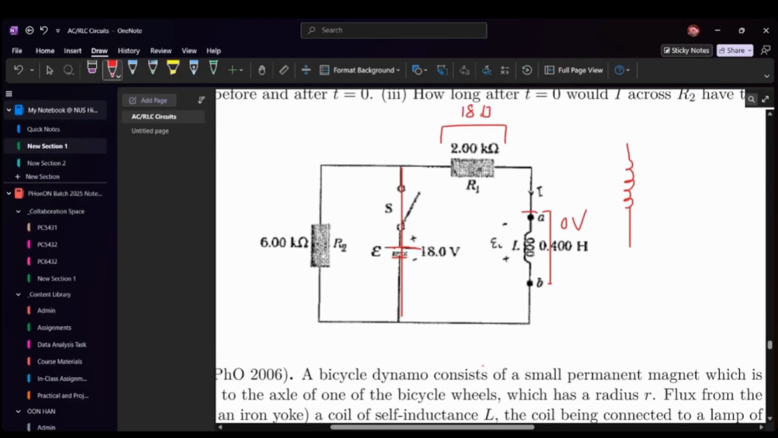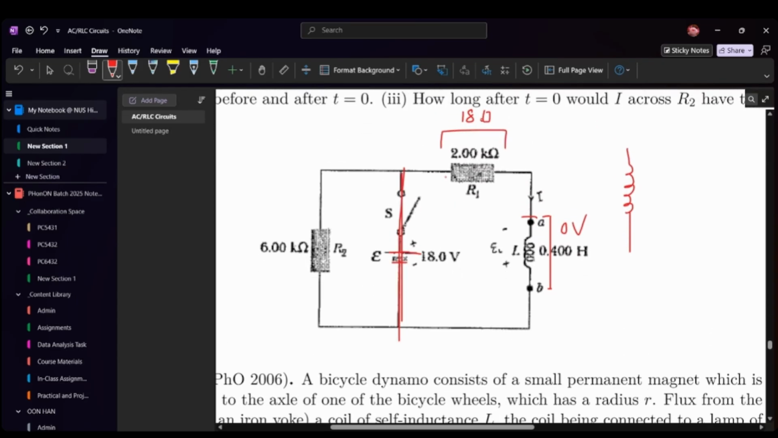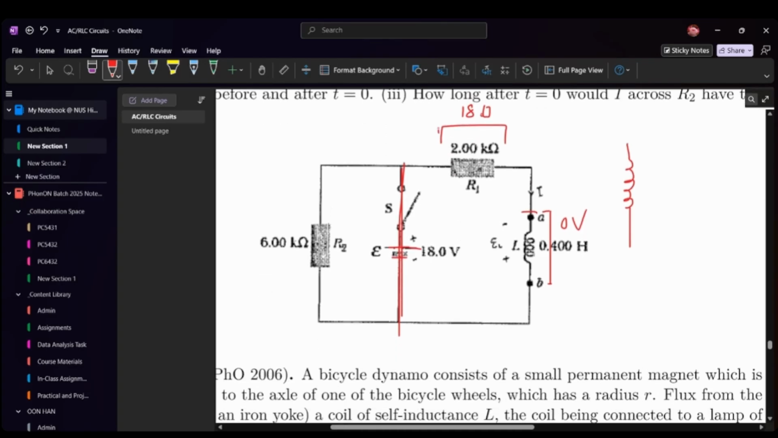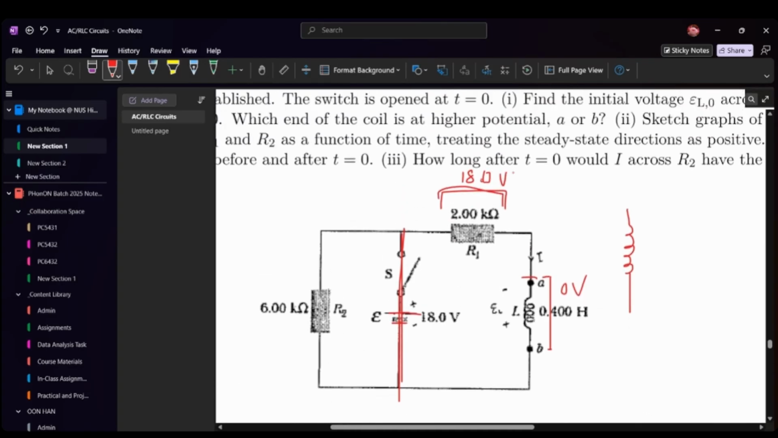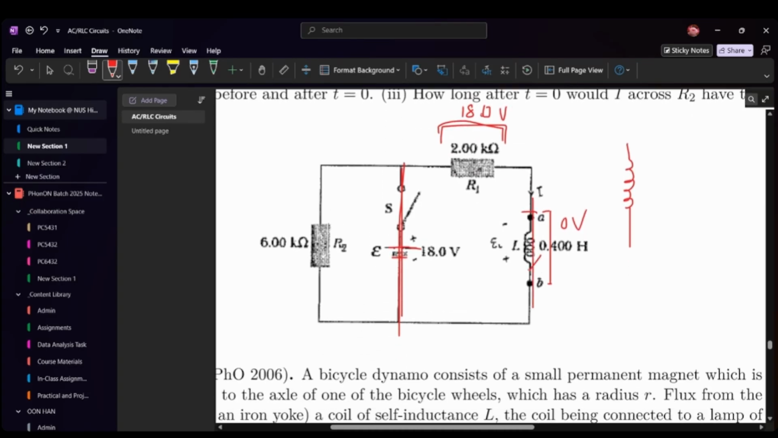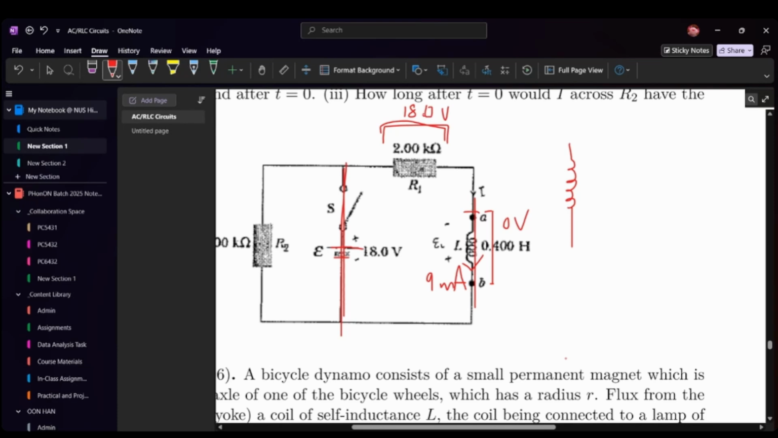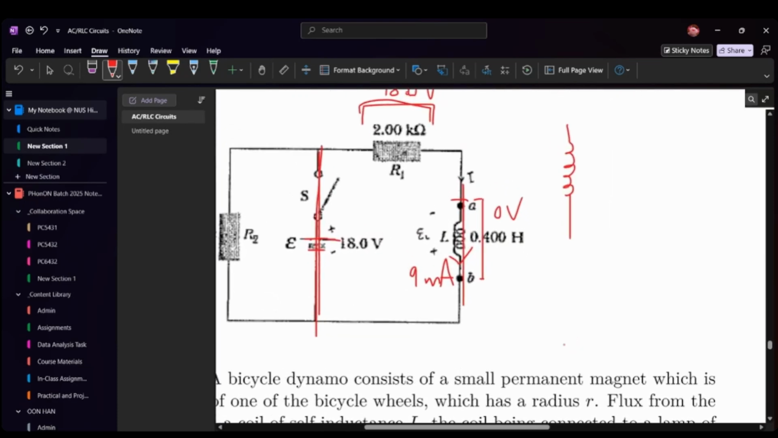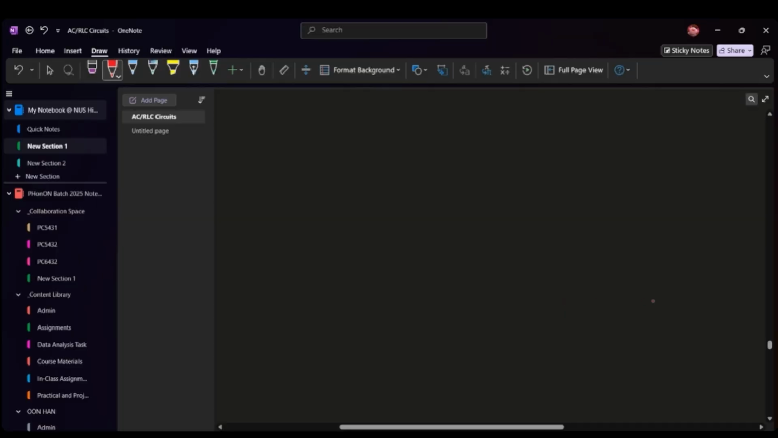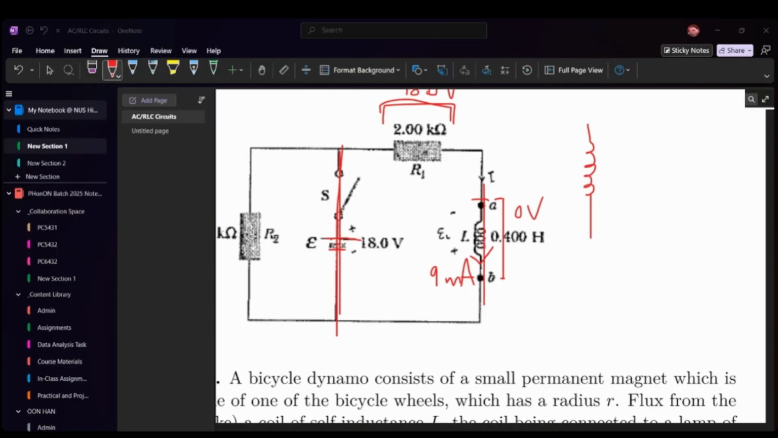Okay. Sorry. My bad. So initially, what happens is that when this switch is closed, the potential across this resistor is 18 volts, and the current flowing through this is 9 milliamps because that's just by Ohm's law. The thing I talked about just now is that the current through the inductor is continuous.